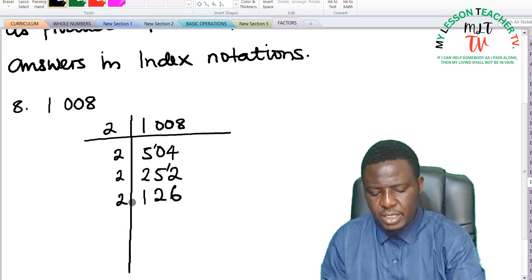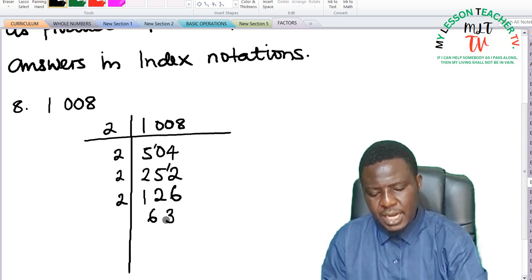2 can still divide. 2 into 12 is 6. 2 into 6 is 3. 2 can no longer divide, and 63 is not a prime number because 3 can divide.